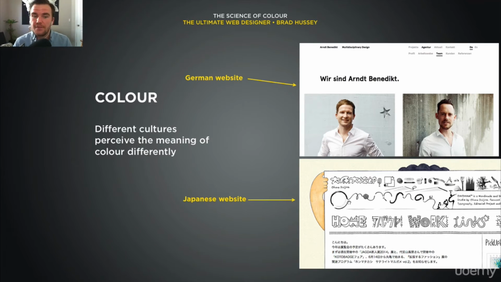Different cultures perceive the meaning of color differently. So here on the top, we have a German website. It's very clean, and not saying all German websites are very clean and muted in color. There are obviously varying degrees of color in any sort of website, but here are some great examples of a German website and a Japanese website, and you can see the styles are quite different.